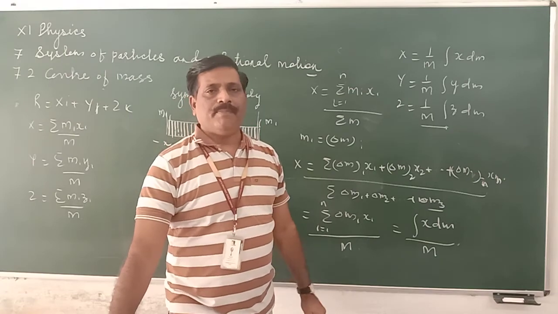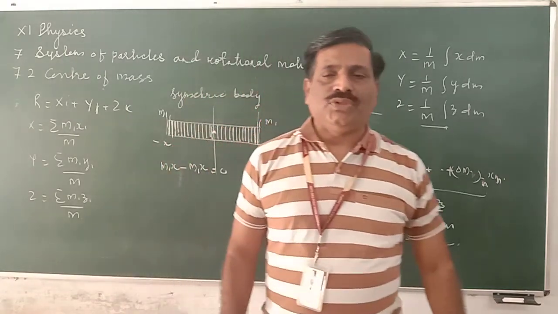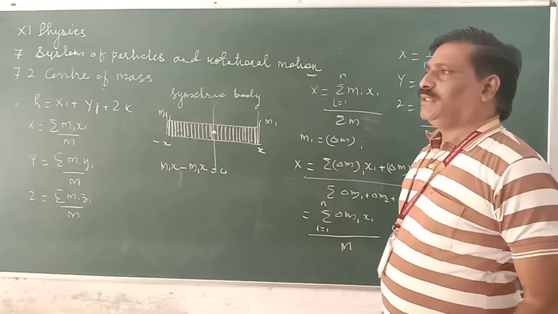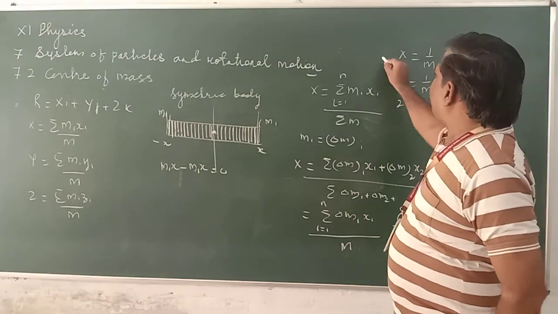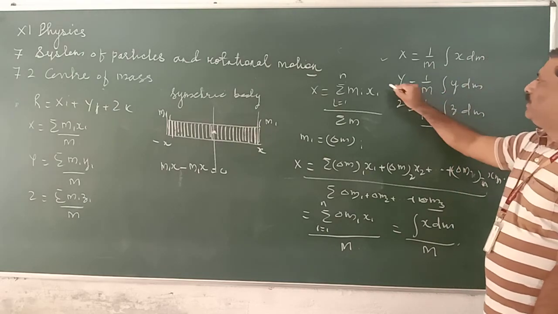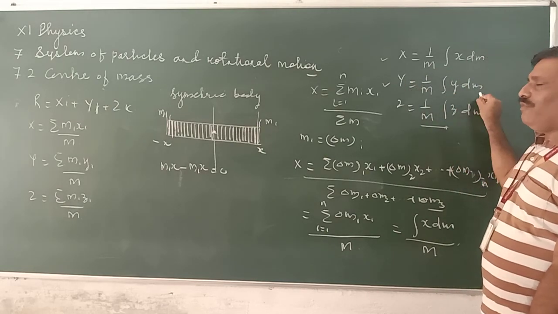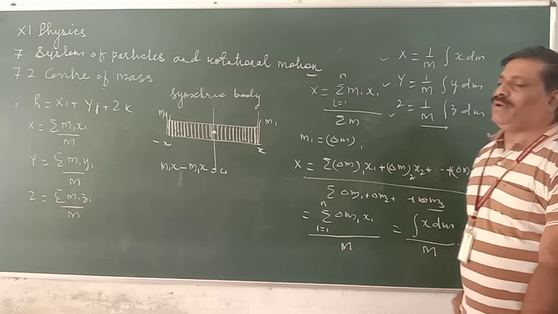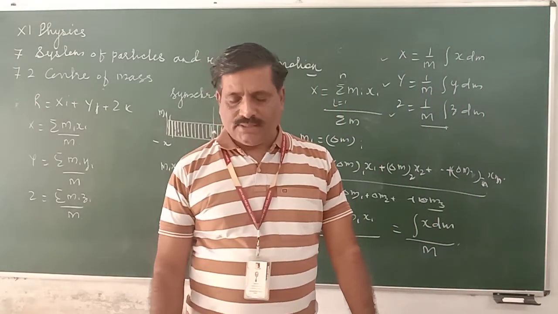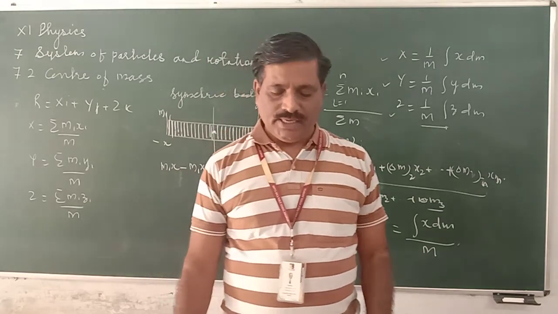But for the time being, keep it in mind: when the distribution of the body is continuous, then the x coordinate of the center of mass is given by 1 by m integration x dm, the y coordinate is 1 by m integration y dm, and the z coordinate is 1 by m integration z dm. These are the different coordinates we can find out by using integration.